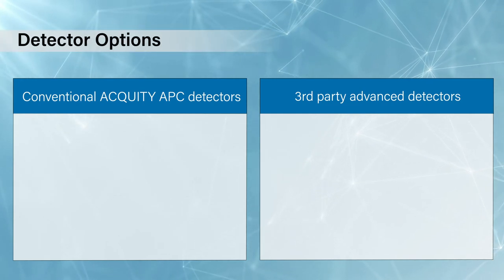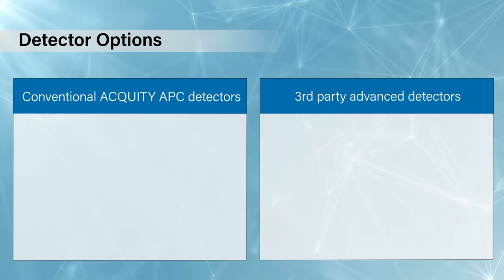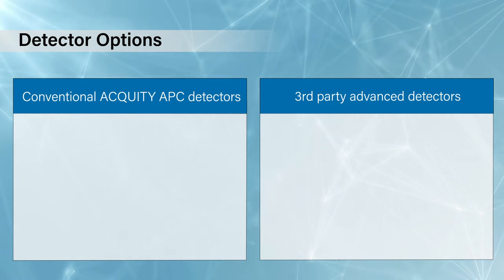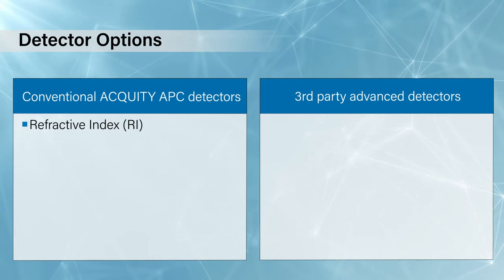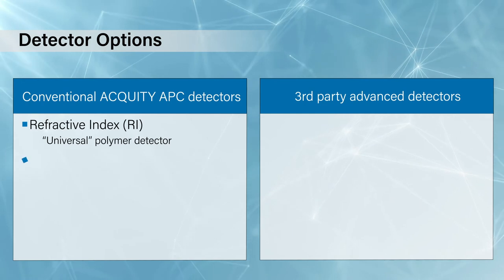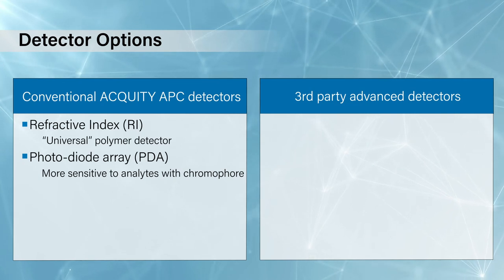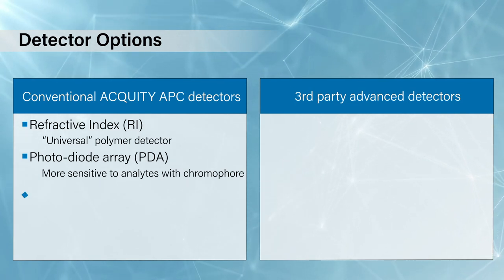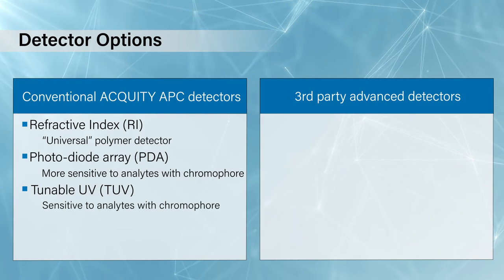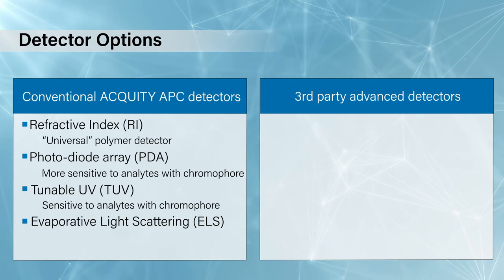And if you're looking at information, there are various levels of information you can be interested in. For example, there are a number of detector options for the APC. Your conventional Acquity APC detectors include the refractive index detector, which is your universal, go-to detector for polymer characterization. We have the photodiode array, which is more sensitive to polymers that may have a chromophore or additives with a chromophore, the tunable UV, and also the evaporative light scattering detector, which is useful if you have poor or no chromophore available.